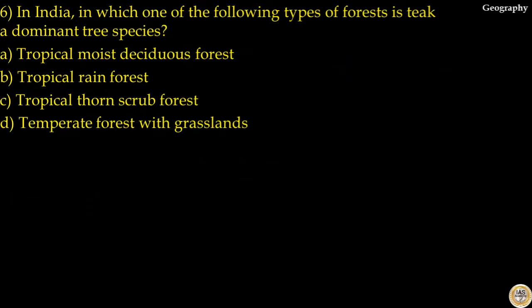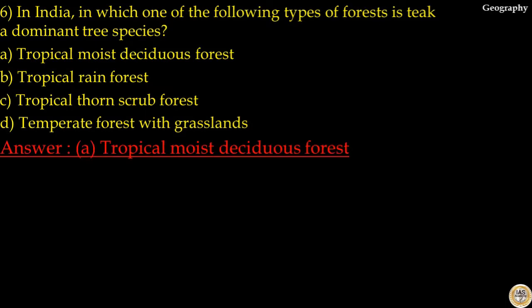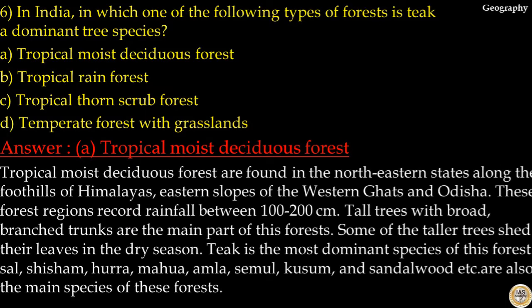Question number 6. In India, in which one of the following types of forest is teak a dominant tree species? Options are tropical moist deciduous forest, tropical rainforest, tropical thorn scrub forest, temperate forest with grasslands. The answer to this question is option A, tropical moist deciduous forest.